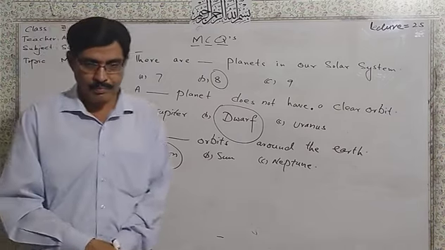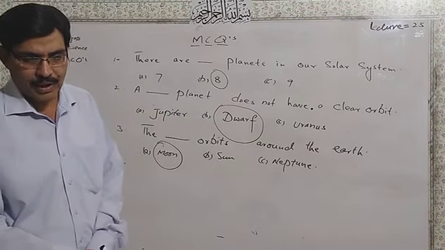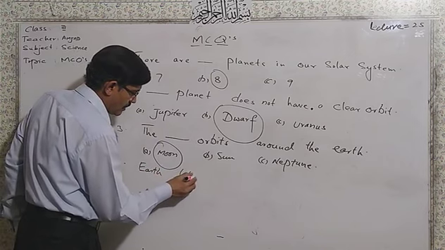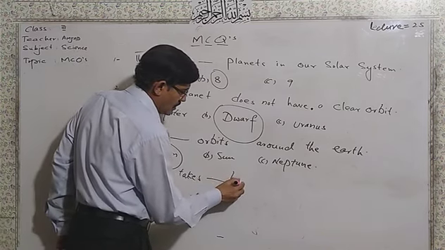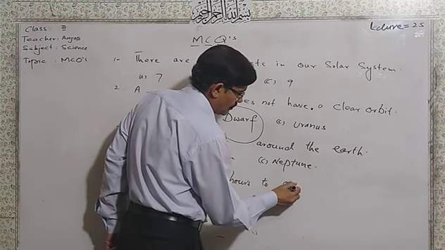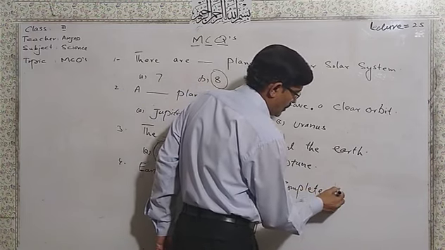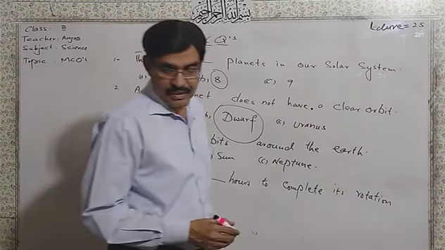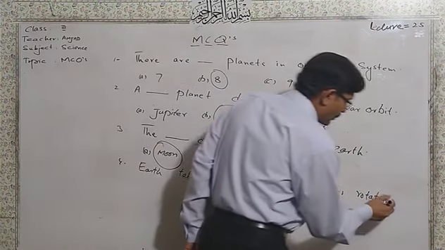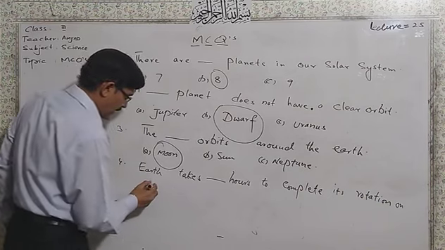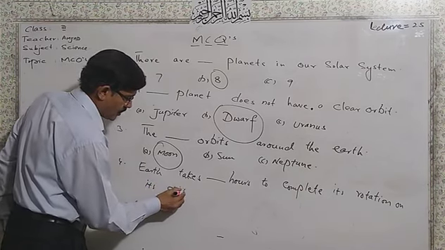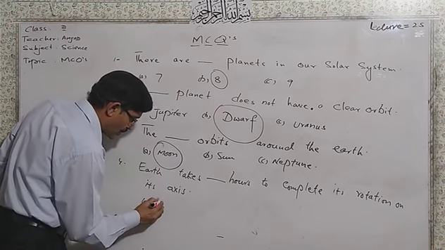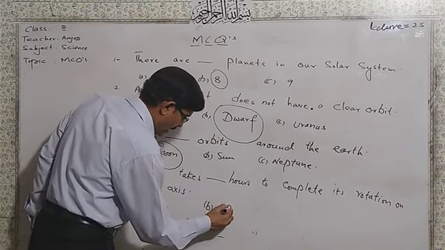Number 4. Earth takes dash hours to complete its rotation on its axis. How many hours? A, 22, B, 23, C, 24.